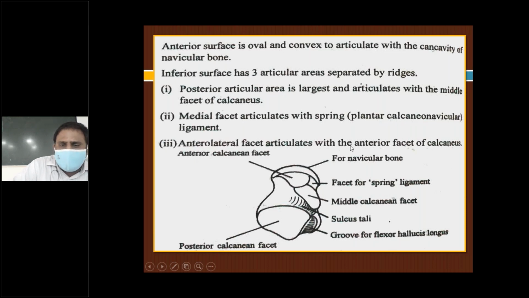The anterolateral facet articulates with the anterior facet of the calcaneus, the anterior calcanean facet. From the navicular bone, there is a facet for the spring ligament, a facet for the anterior calcanean facet and the medial calcanean facet. Between the posterior calcanean facet and the middle calcanean facet is the sulcus tali, and a groove for flexor hallucis longus.